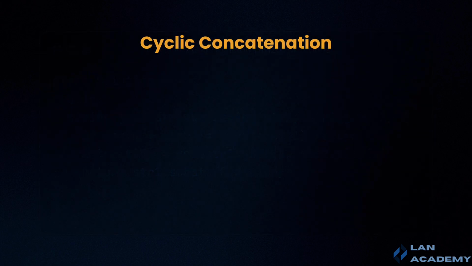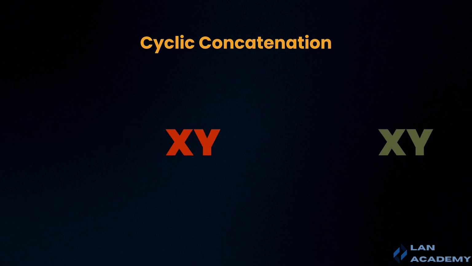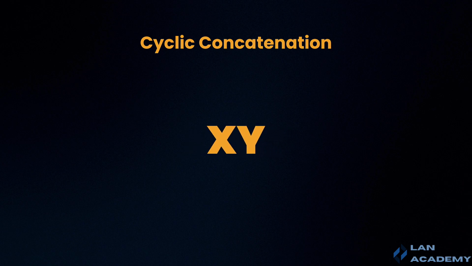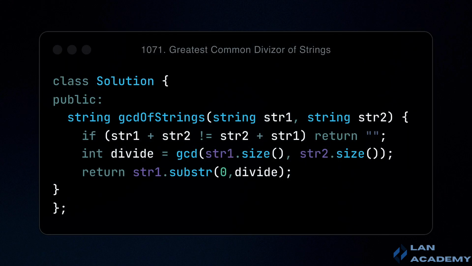Cyclic concatenation is a property where two strings, when concatenated in either order, produce the same result. For example, if str1 plus str2 is equal to str2 plus str1, then str1 and str2 have a common base substring that repeats cyclically. This means both strings can be formed by repeating this common substring. In C++, I can check for cyclic concatenation by using a simple if condition. If str1 plus str2 isn't equal to str2 plus str1, return an empty string.